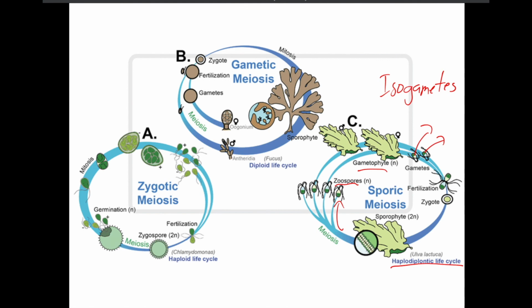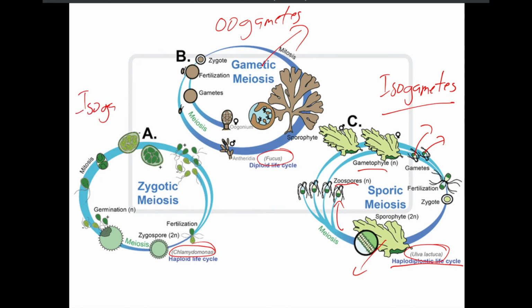Okay, so the species that we studied here, no, an example for your haplodiplontic, we have Ulva lactuca. An example for your diplontic organism, we have your Fucus, a brown algae. And for your haplontic life cycle naman, we have your Chlamydomonas. Okay, again, we have isogametes, we have oogametes right here, and again we have your isogametes here.